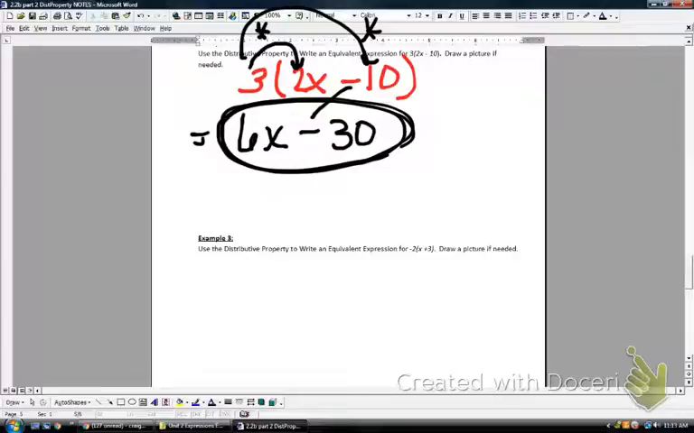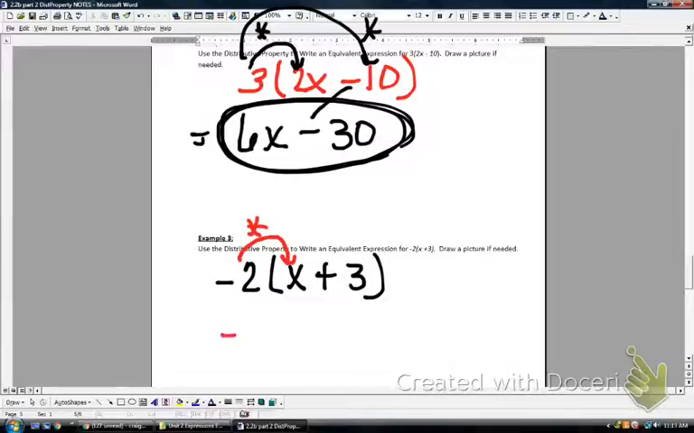Use the distributive property to write an equivalent expression for negative 2 times the quantity of x plus 3. So I have negative 2 times the quantity of x plus 3. My algorithm says I take my outside number and multiply it by my first term. Negative 2 times x is negative 2x. Then I'm going to write my sign.